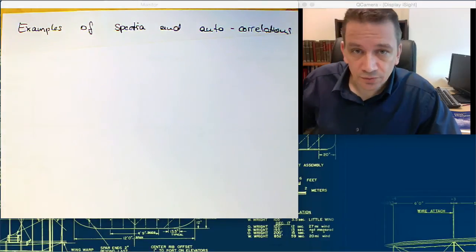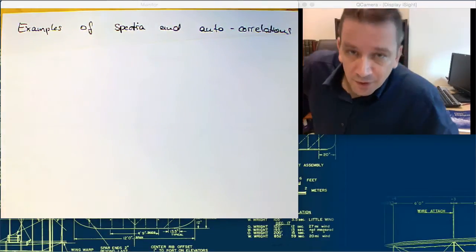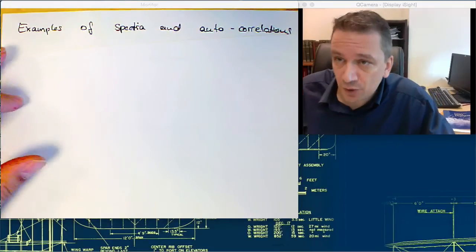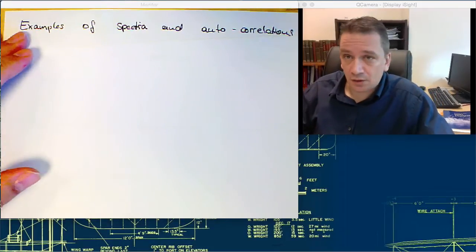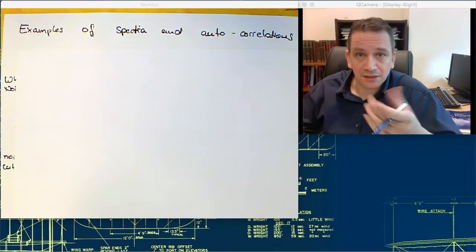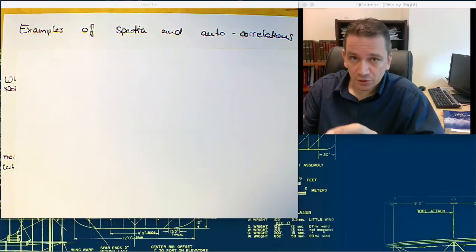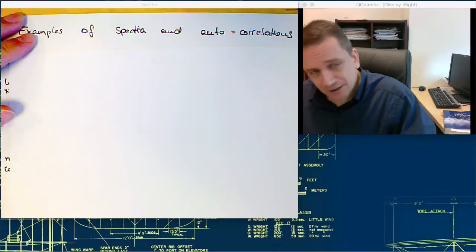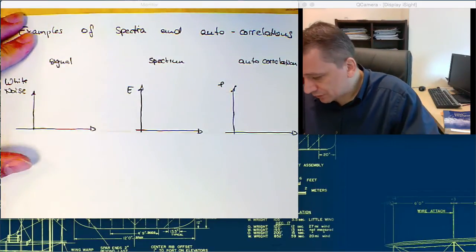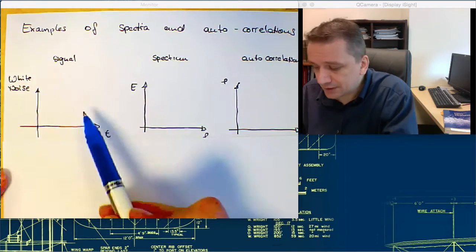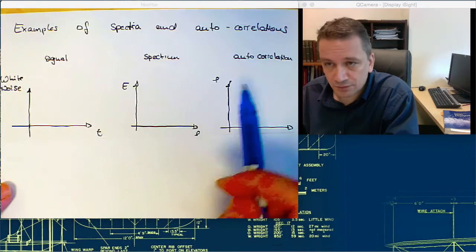Alright, so to round off this section on mathematical tools, I'm going to give you a few more examples of how spectra and autocorrelations look compared to the original signal. Let's see first, we're going to plot the signal, the spectrum, and the autocorrelation of a signal.